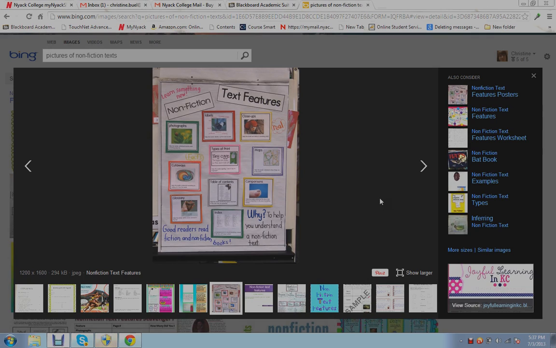Nonfiction really has to be taught explicitly in the elementary classroom. When I was a student, and you may have had this experience, we switched back and forth between fiction and nonfiction, and my teacher never really indicated the features that would be different. I was really left to figure that out all by myself.